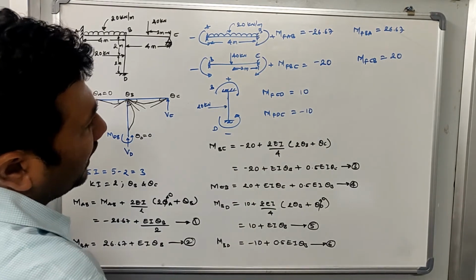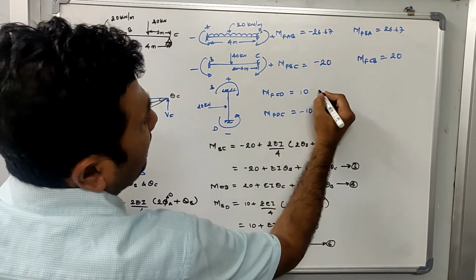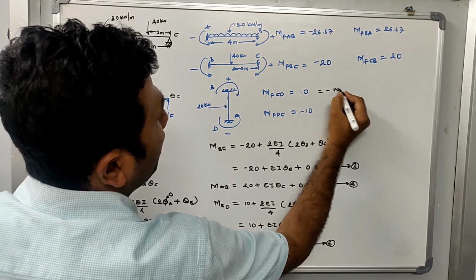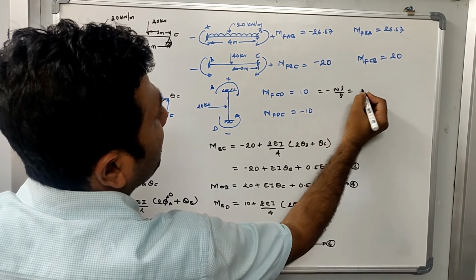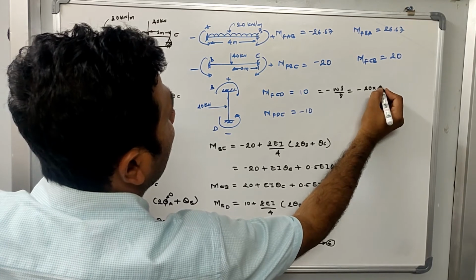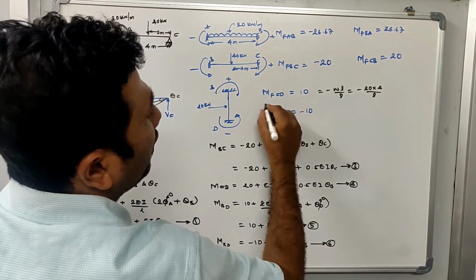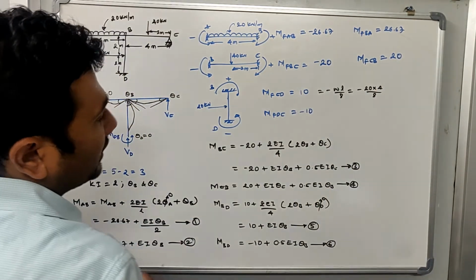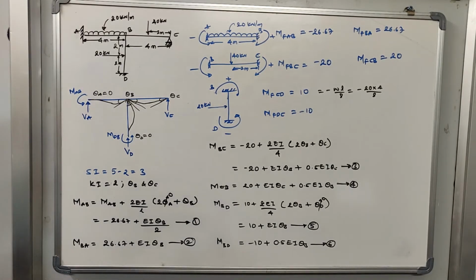To calculate MFCD, again using the same formula, which is minus of W into L divided by 8, which is minus W, which is 20, into L, L is 4, divided by 8. This will give you the value of MFCD and MFDC, which is 10 and minus 10. So once you solve all the fixed end moments, the next thing is to solve the slope deflection equation.